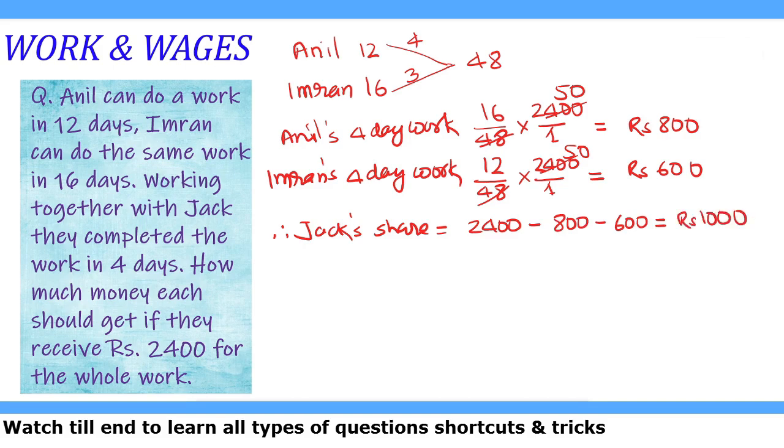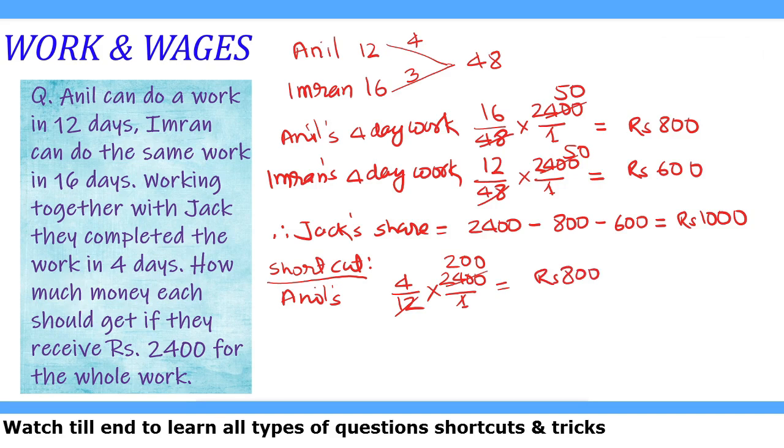We can solve this question by an alternative shortcut method. As we know that Anil can complete the work in 12 days and he works for 4 days, his 4-day wages is the share of Anil. So this is the shortcut for finding out the share of Anil: 4 divided by 12 multiplied by 2400, and 12 divides 2400, which is equal to 200, and 4 multiplied by 200 is rupees 800. So this is the direct method by which we can find out Anil's share.